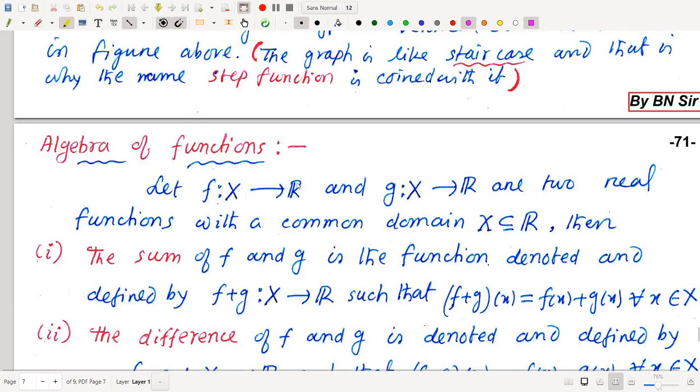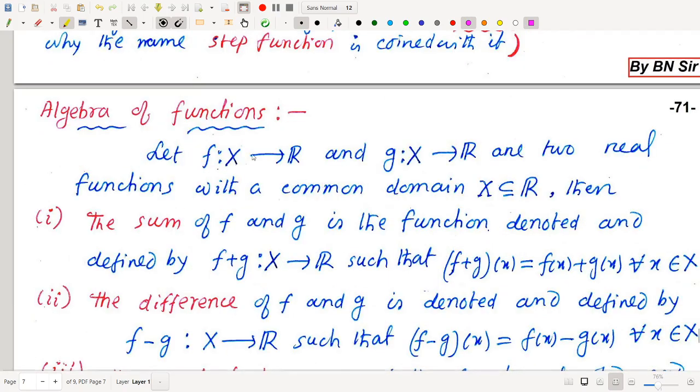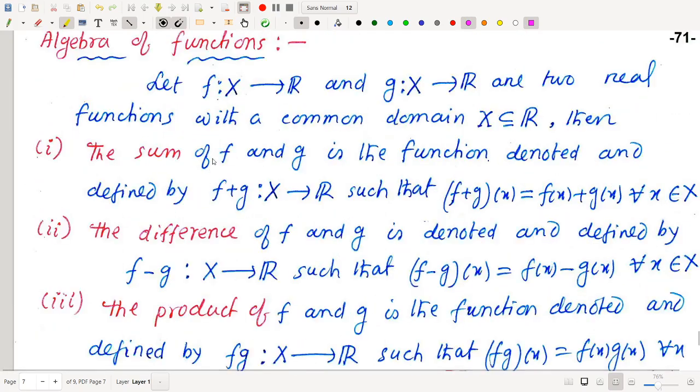Next, algebra of functions. Addition, subtraction, multiplication, like that. Let f be a function from X to R, g be a function from X to R, with the common domain X. Both are functions from X to R. R means your set of real numbers. And what is X? X is a subset of R. So it's real function. F and g are real functions.